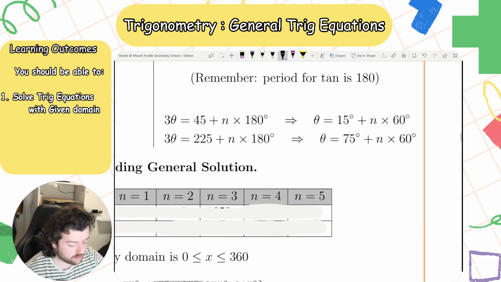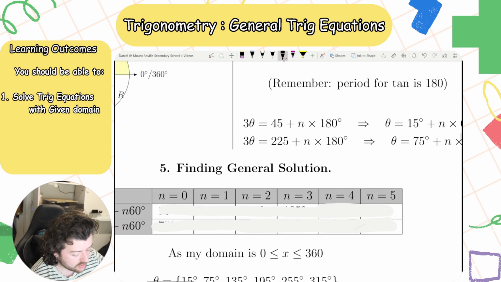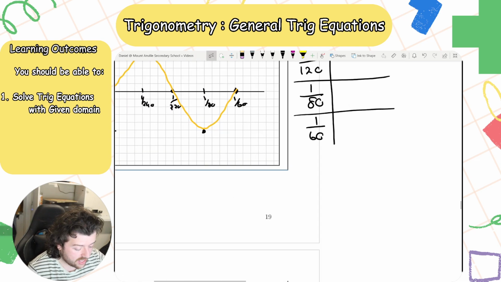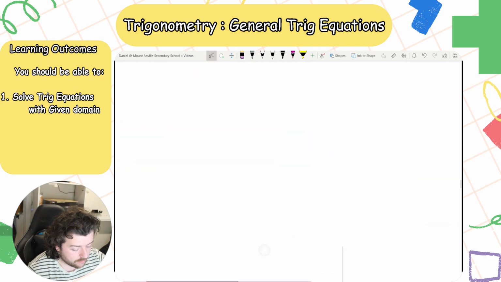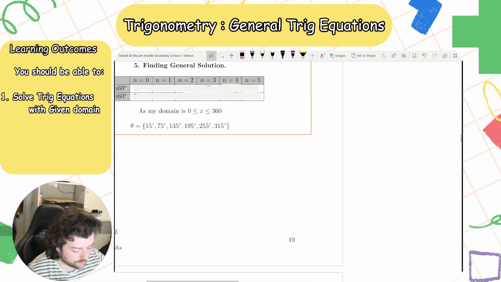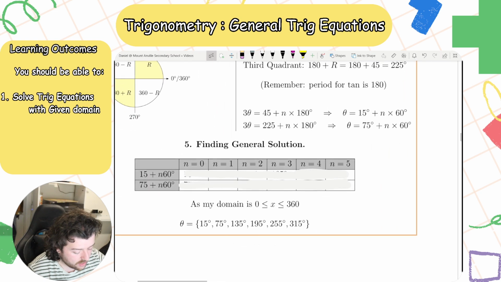So I have my two general solutions here. 3 theta equals 45 plus n times 180. Divide everything by 3, I get 15 plus n times 60. 3 theta is equal to 225 plus n times 180, which is 75 plus n times 60. And then you're going to put in values now. So I'm working between 0 and 360.